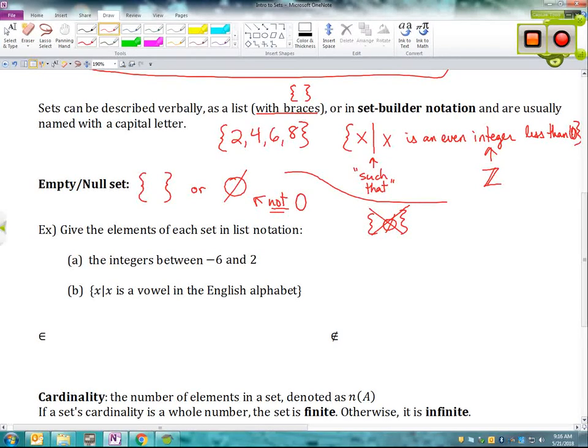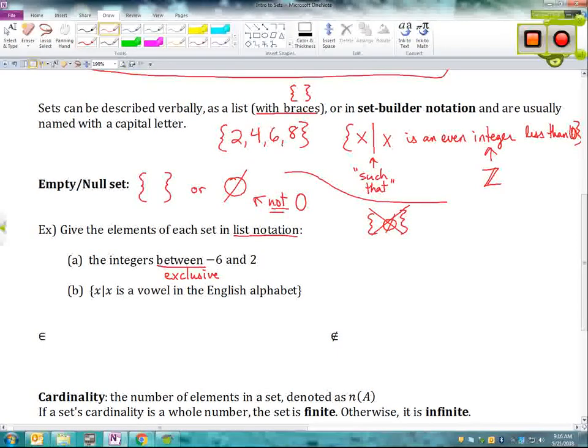Here's a couple examples with sets. Here it says we're giving them in list notation. The first one asks for the integers between -6 and 2, and be careful about words like between. If we have between two values, that does not include the ends. So we are not including -6 and 2. In other words, this is exclusive.